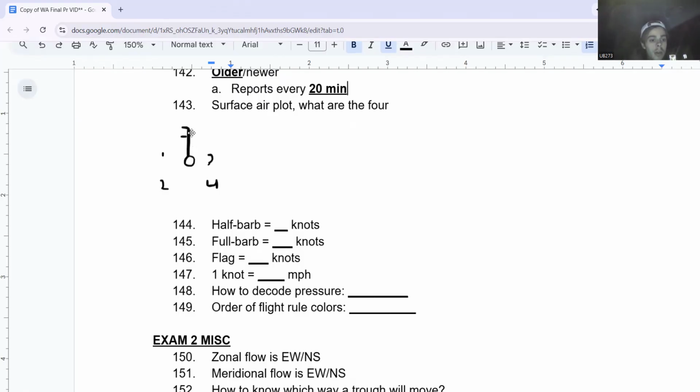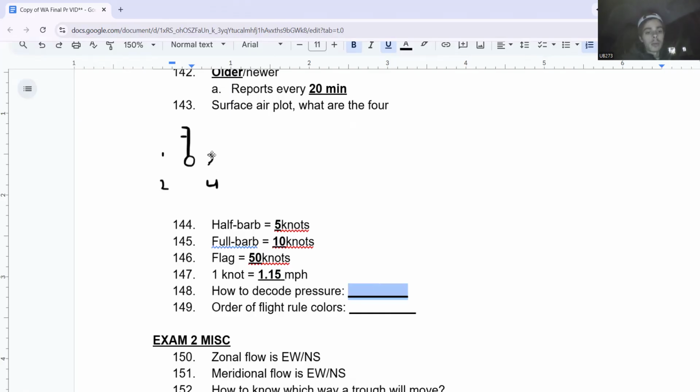Wind barbs is what this is, and if you have a half barb, which is just a line, it's 5 knots. A full barb is 10 knots. A flag, which looks like a triangle, is 50 knots. 1 knot means 1.15 miles per hour.